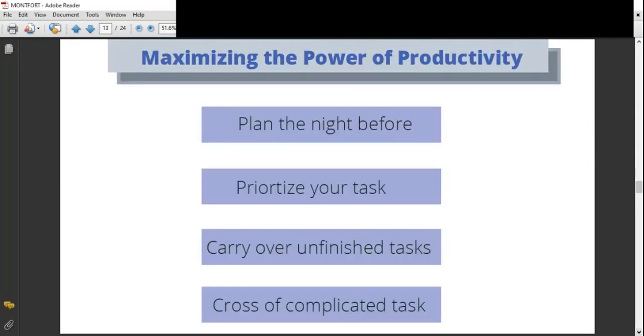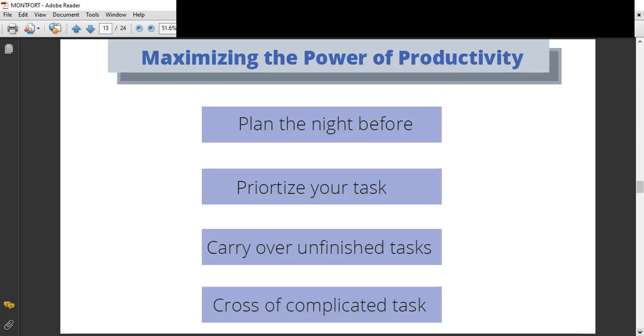Maximizing the power of productivity, how productive we are, how we can maximize that. So there are again certain rules to be followed to become a productive person. Plan the night before. Yes, getting up early in the morning and thinking, okay, I have to do this, that. Ultimately, what are we facing? Only stress, and we are unable to accomplish the things. Maybe we are late for the workplace, the work is not done, we become a failure. So in order to get rid of that, plan the night before.